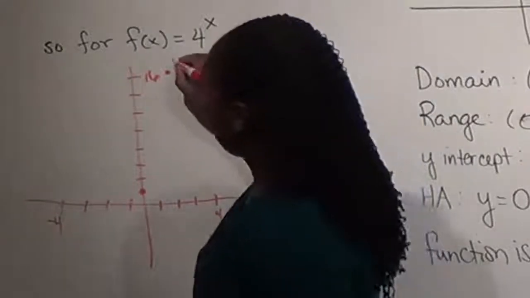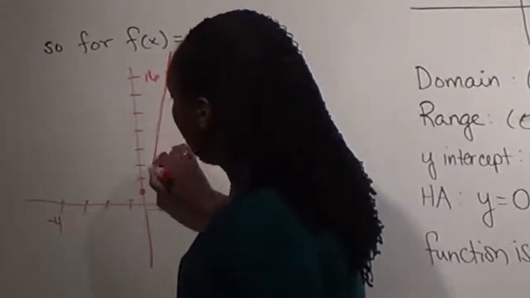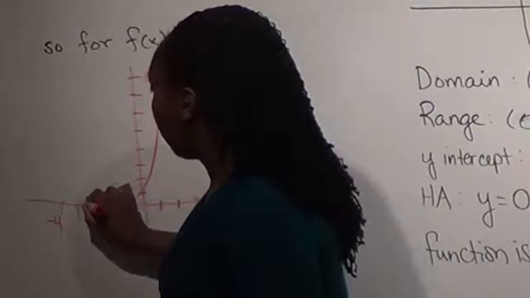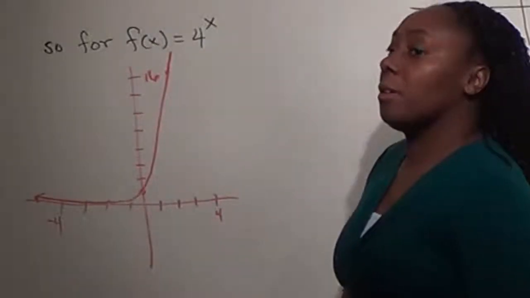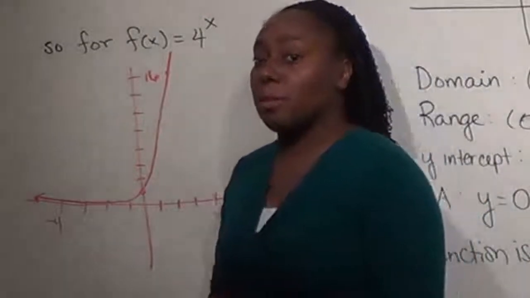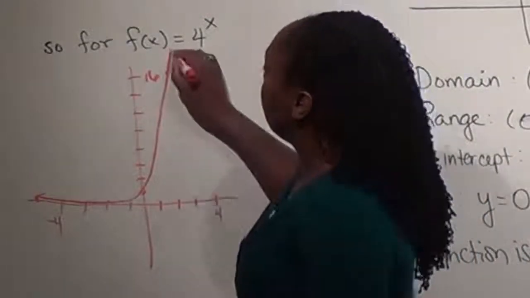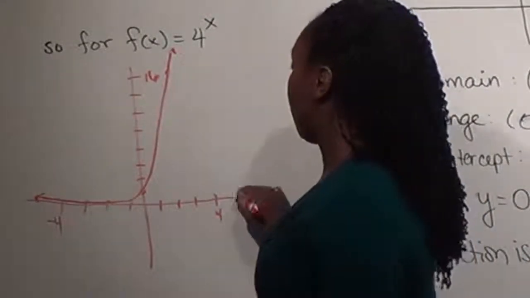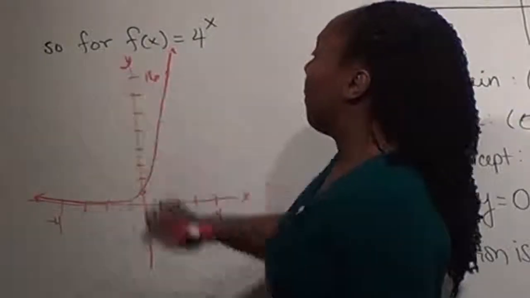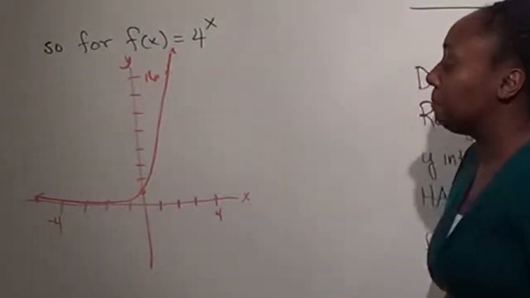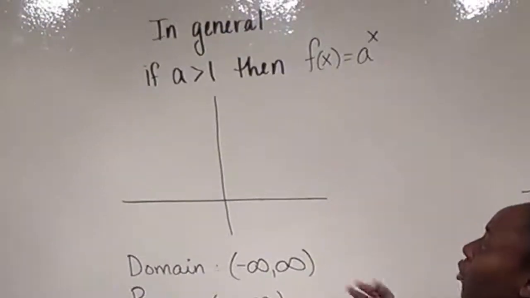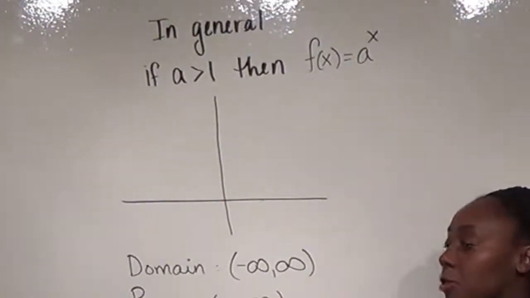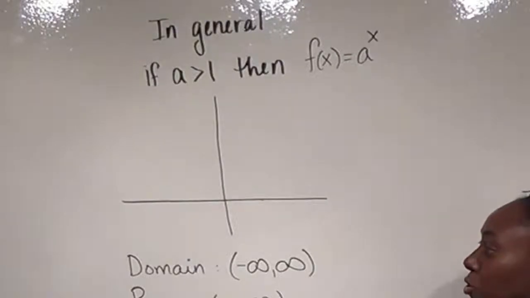And if we just look at those, what we see is it's going to get bigger to the right and slowly get smaller to the left. Smaller, but still positive. Okay? So there would be our sketch for f of x equals 4 to the x. Okay. So in general, we can make some conclusions about the graphs of exponentials.